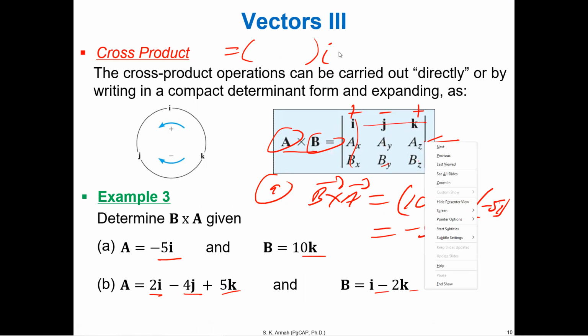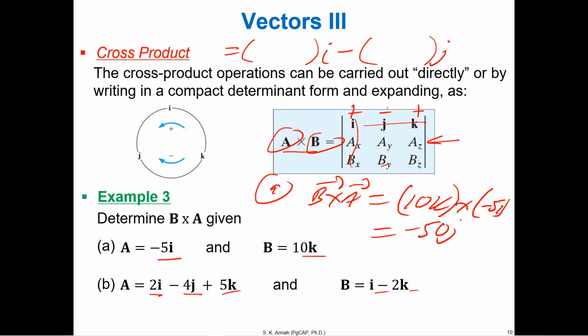Then you go to minus, you cover, then you do J. So you cover this and cover this, then you multiply this to that, minus this to that. And then you go to plus K. You cover this side and cover this side, and do this and that minus this and that. Okay, I'll do an example for you.